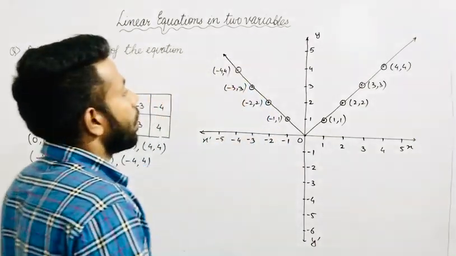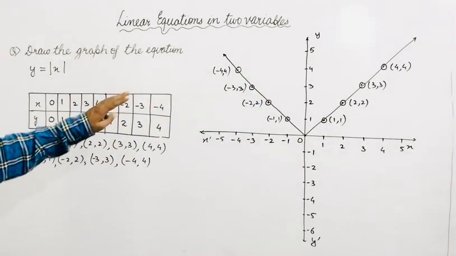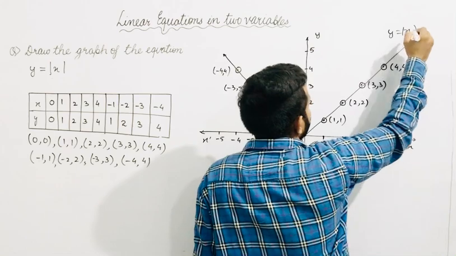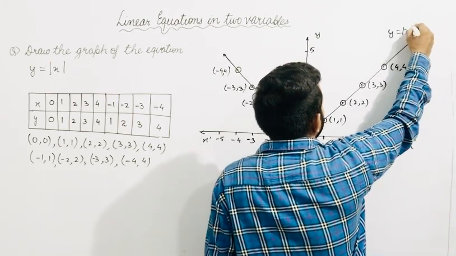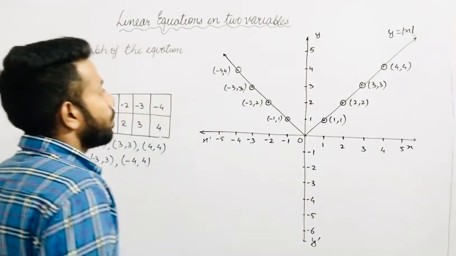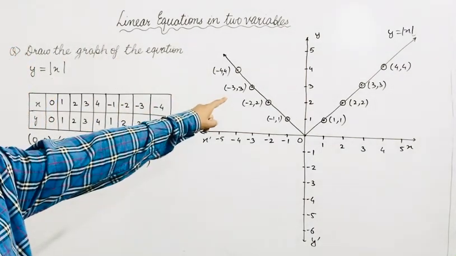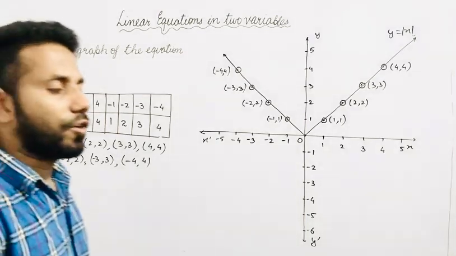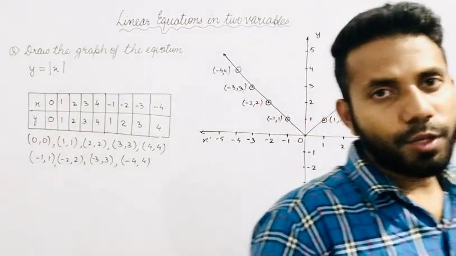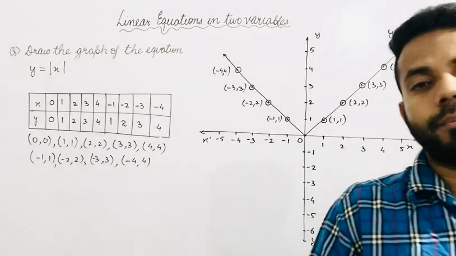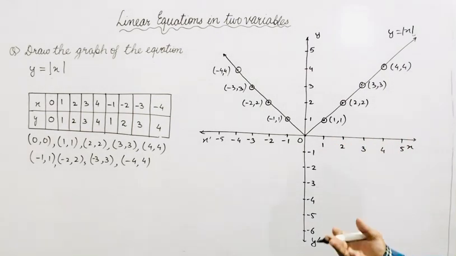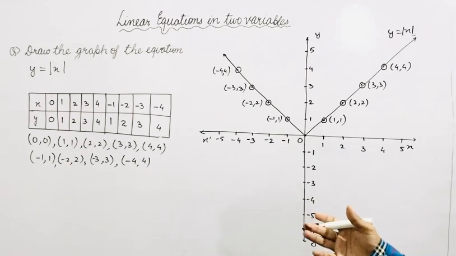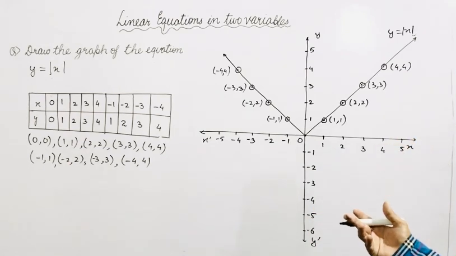So this is the graph of y equals mod x. Look at the graph of y equals mod x. You can write it here. Y equals mod x. What is the shape of the graph? V shape. It is V shape, and this is the modulus function. What you have to learn in modulus function is whatever value you take inside the mod, when you bring it outside the mod, it will become positive. If you take minus 5 inside the mod, when you bring it out, it will become plus 5. This is how you find the graph of modulus.